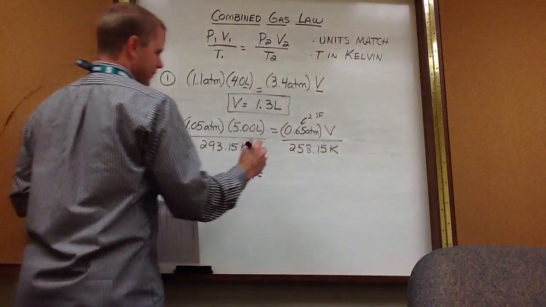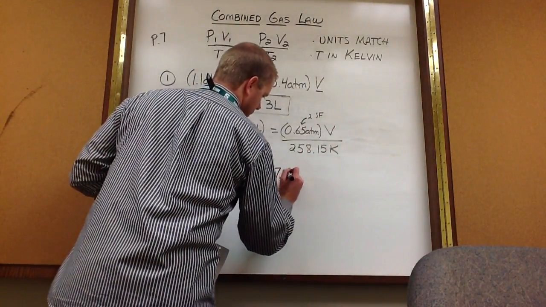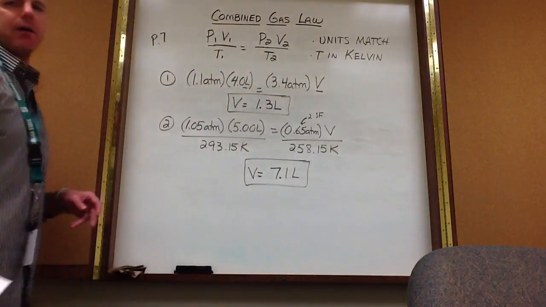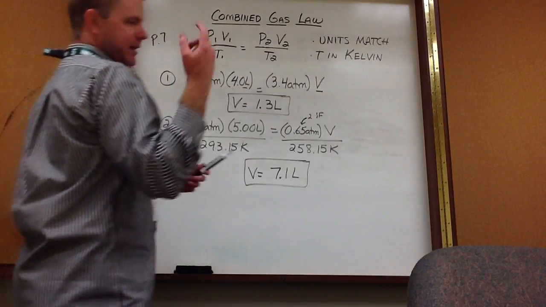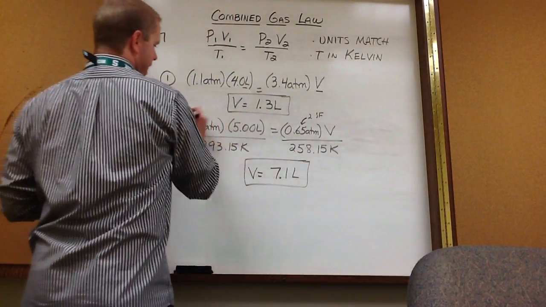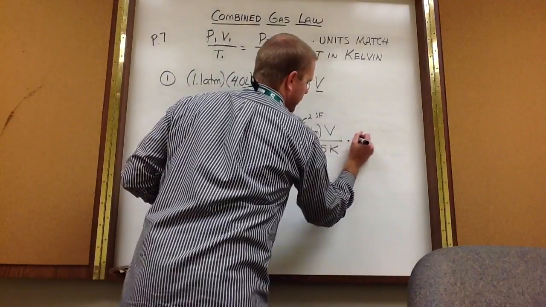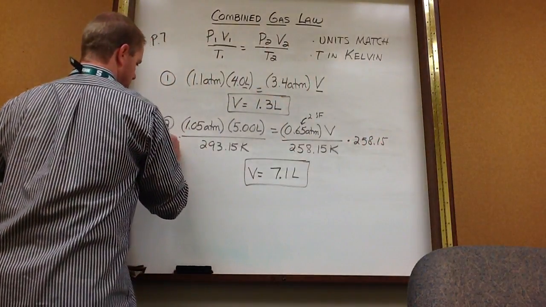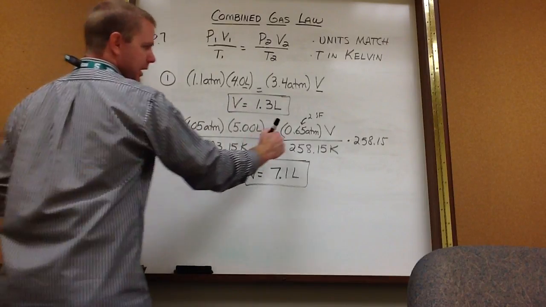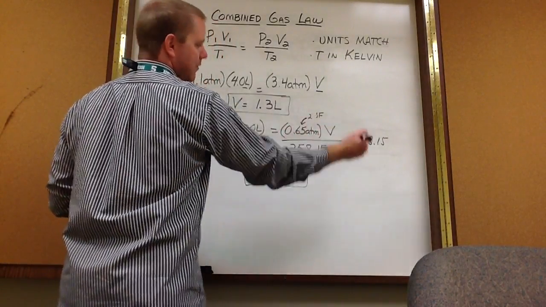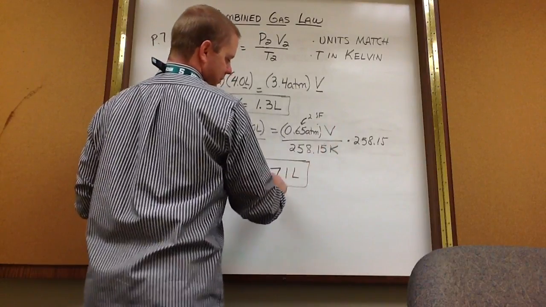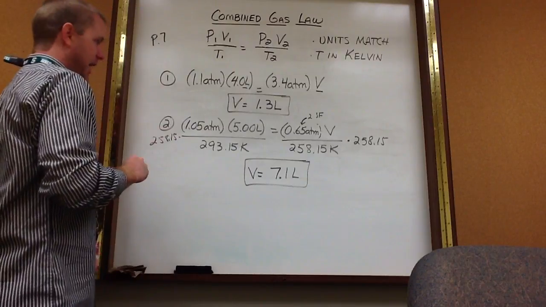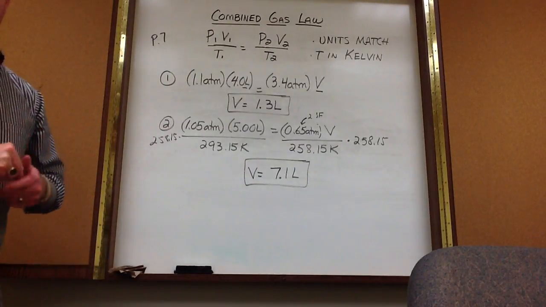So your answer can only have two figures: 7.1 liters. Again, I don't have all the algebra on my sheet. I do it in my calculator. But again, I would do all the math here. Then I would multiply both sides by 258.15, and that would give you a number equal to 0.65 times volume. I divide both sides by 0.65 to isolate the V to get 7.1 liters. And that is the combined gas law. I don't think I need to do more problems. I think you'll be all right.